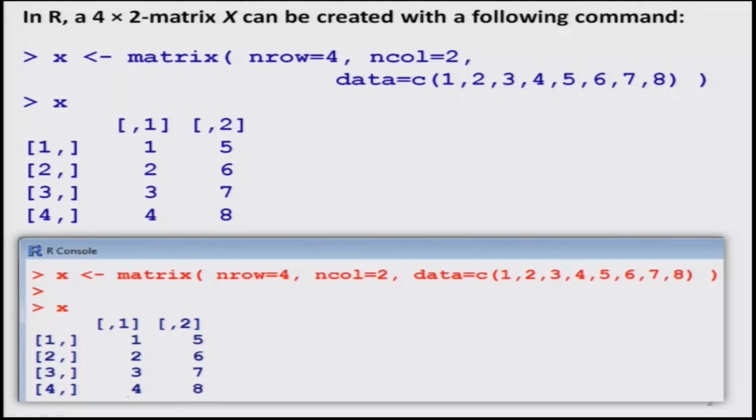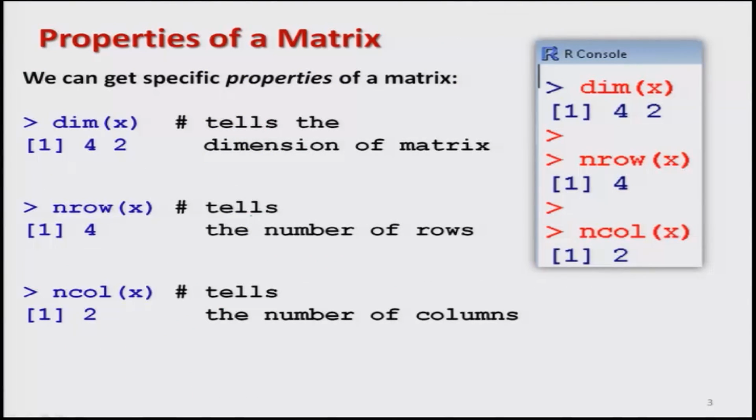You may recall that in the earlier lecture I had created a matrix X, which was a 4 by 2 matrix in which I had taken 4 rows and 2 columns, and I had considered the data 1, 2, 3, 4, 5, 6, 7, 8. I will continue with the same matrix that we constructed in the last lecture, and we will see what different aspects of this matrix can be revealed by our commands.